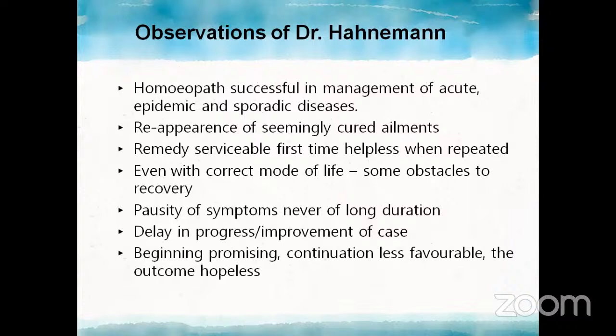The homeopath was successful in the management of acute epidemic and sporadic diseases, but he could see that there was reappearance of seemingly cured ailments. The ailments which were seemingly cured reappeared. And the remedy which was good at first for the same condition was helpless when repeated after it reappeared. So there is an acute disease, epidemic, sporadic, or individual, and he has given medicine for this, and that has been cured. Then this seemingly cured ailment again reappeared, and he again gave the medicine. But when repeated, the medicine is of no use.